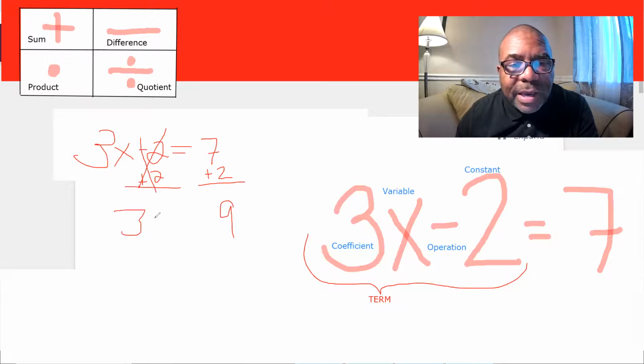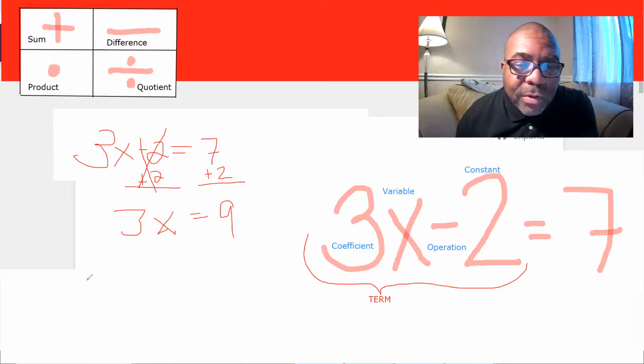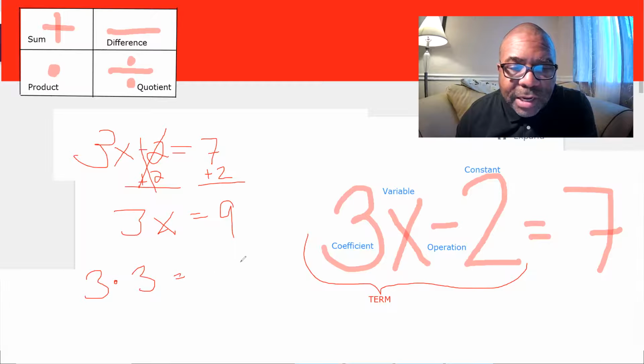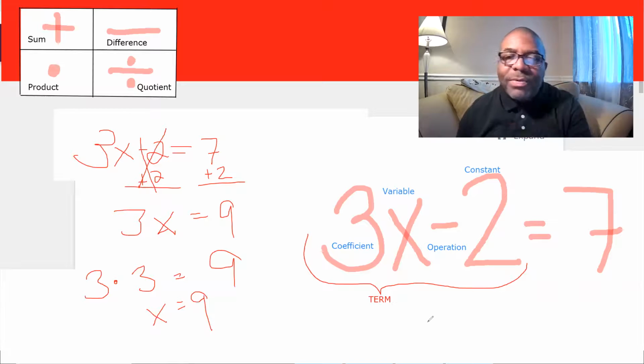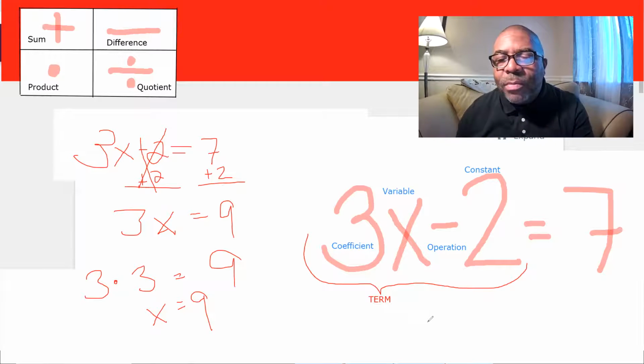So we have 3x equals 9. And this is advanced. But we know that 3 times 3 equals 9 if you know your 3 times tables. So x has to equal 3. Okay, that's a little advanced. So we're going to be working on stuff like that in the future. That's the direction that we're moving in.